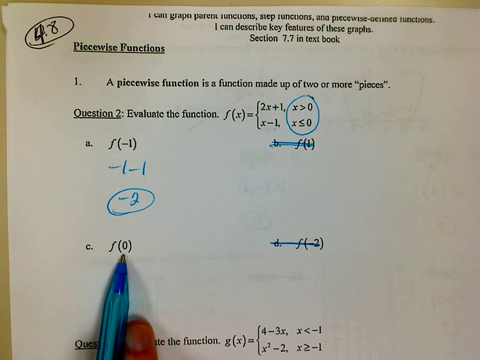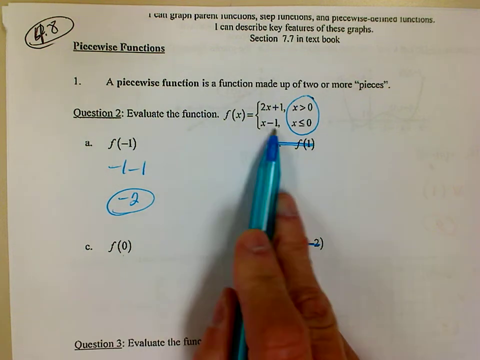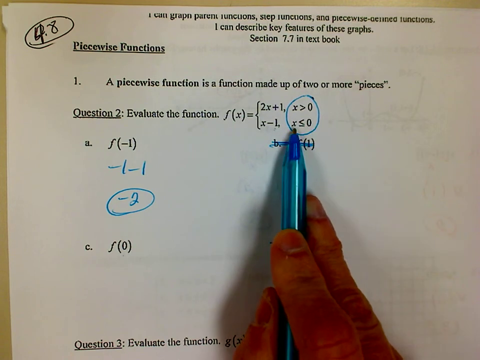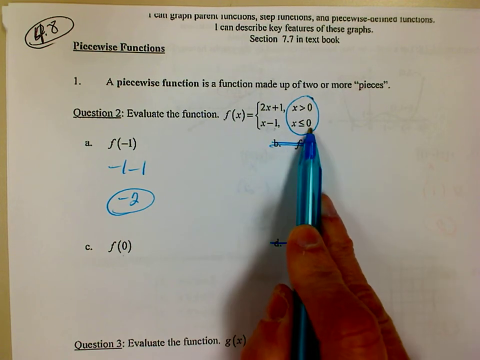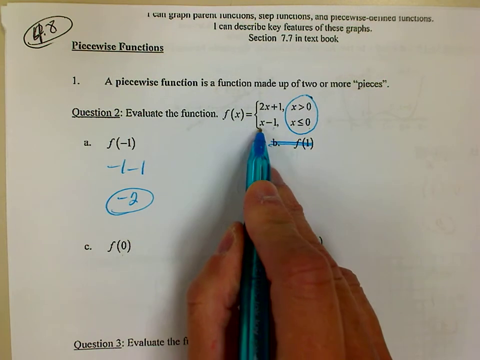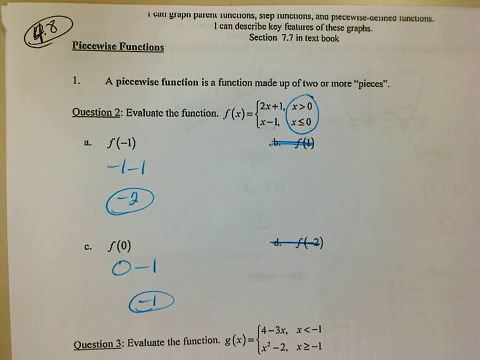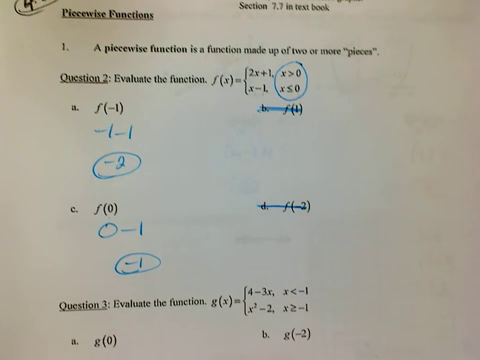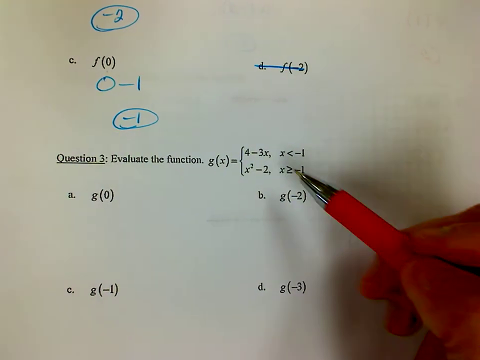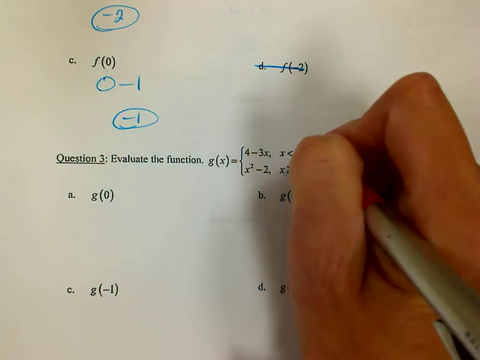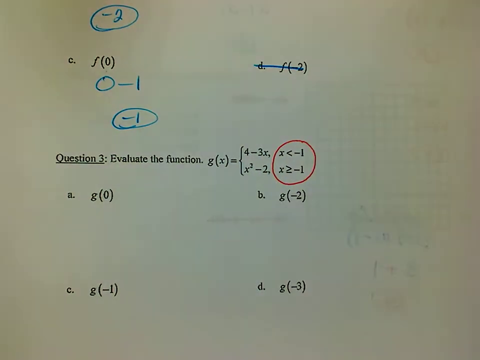Okay, f of 0. So I'm also going to use the bottom one because 0 is equal to 0. So I use the bottom one if my x value is less than or equal to 0. So I'll put 0 in for x, and then subtract 1, and we get -1. Okay, moving on. Same thing, I have two pieces that I have to choose from. Over here, depending on your x value, that's how you decide which one you're going to use.